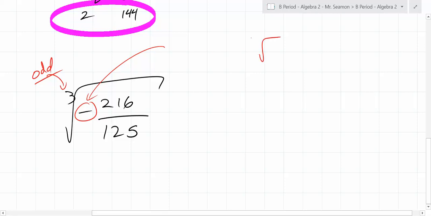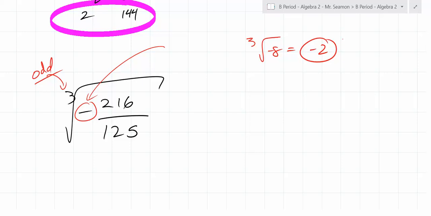What is the cube root of negative 8? Negative 2. You can take odd roots because negative 2 times negative 2 is positive 4, but then you multiply it by negative 2, you get negative 8. So on this one, yes, it does exist. It is real.